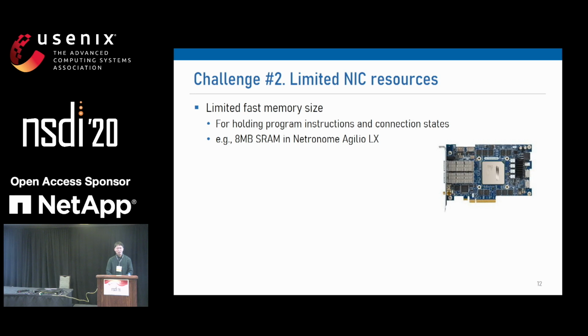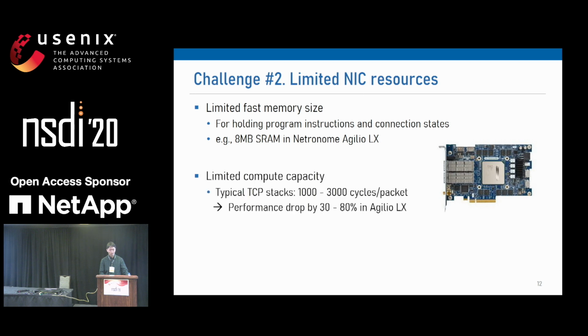And the second challenge is about limited resources on the NIC. Modern programmable NICs provide some fast memory, which can be used to store program instructions and connection states. But their size is limited, to a few megabytes. For example, Agilio LX NICs only support 8 megabytes of SRAM. And limited computing resources are another bottleneck. Typical TCP stacks spend thousands of CPU cycles to process a single packet. But if you push them down to the NIC as is, we expect an 80% performance drop in modern smart NICs.